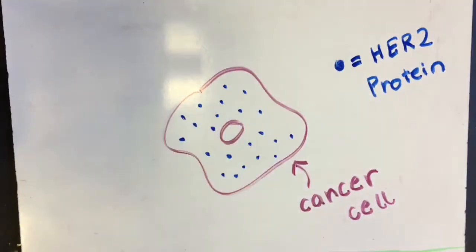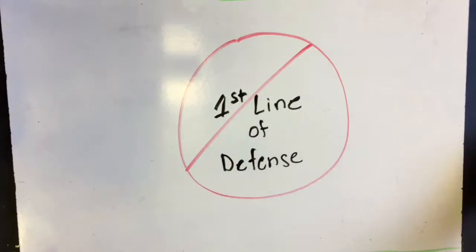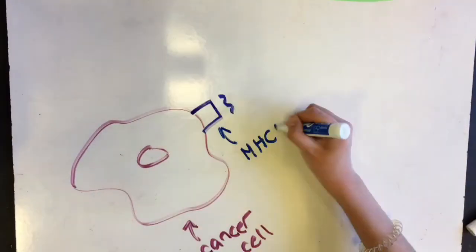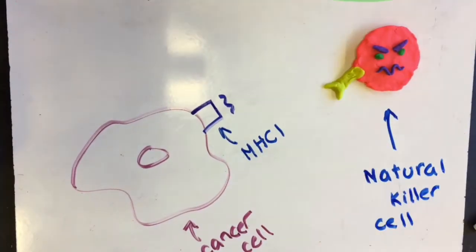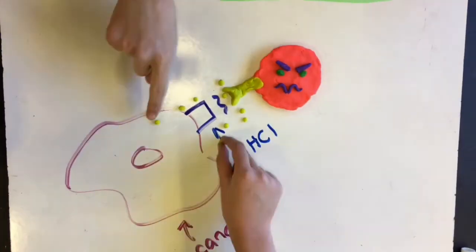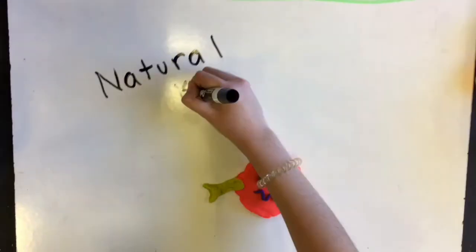Cancer cells are already a part of the body's cells, so the first line of defense does not exist when fighting off cancer cells. The second line of defense is the nonspecific response of natural killer cells. Natural killer cells are lymphocytes that function similar to cytotoxic T cells. They bind to the cancer cell and release chemicals such as perforins that cause the cell to undergo apoptosis, or cell death.